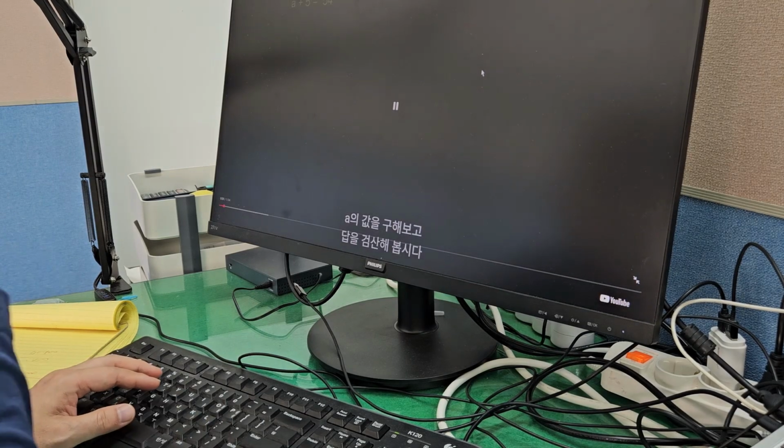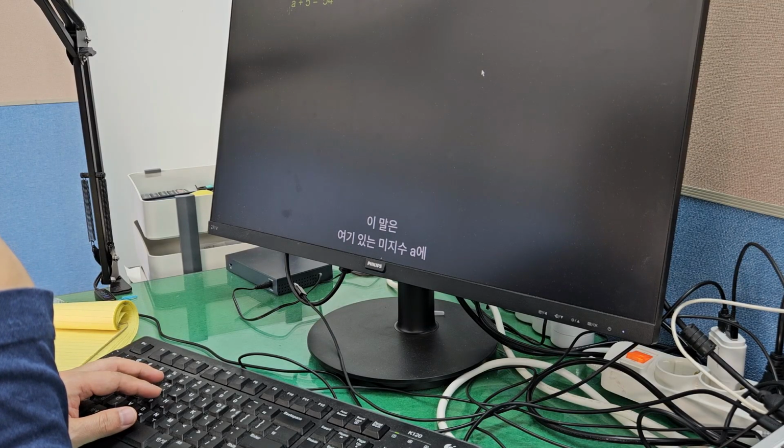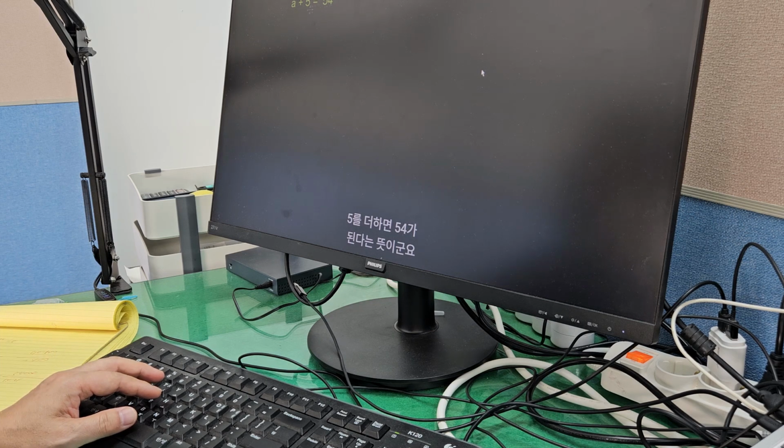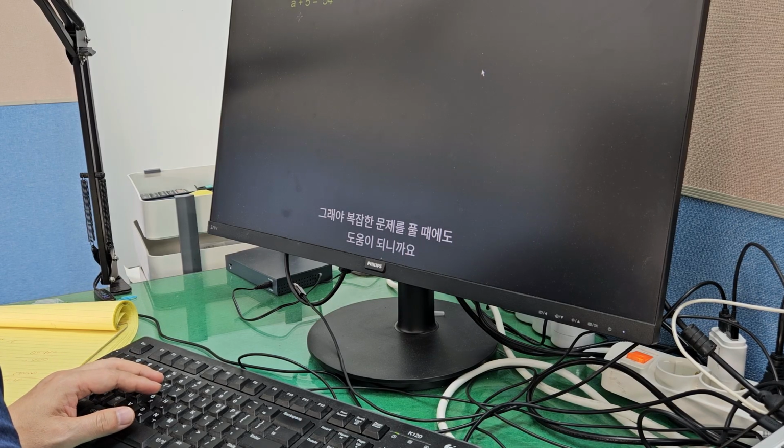Solve for a and check your solution. We have a plus 5 is equal to 54. Now all this is saying is that we have some number, some variable a, and if I add 5 to it, I will get 54. And you might be able to do this in your head, but we're going to do it a little bit more systematically because that'll be helpful for you when we do more complicated problems.